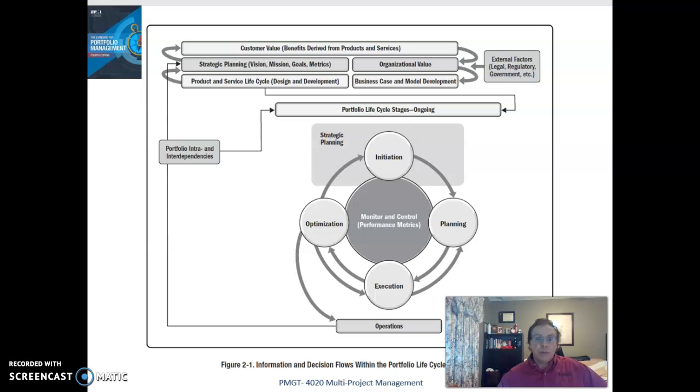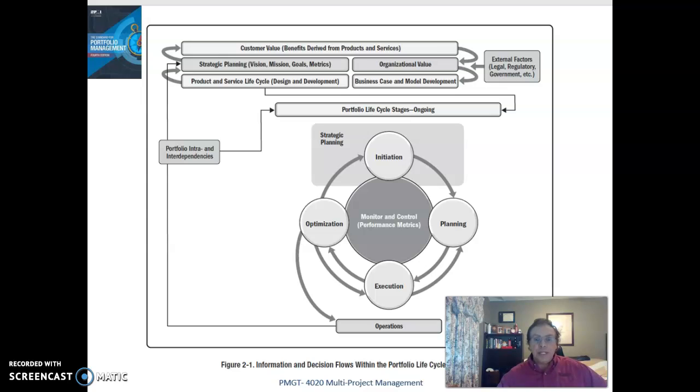Chapter 3 covers portfolio strategic management, which is about aligning business strategy with portfolio execution. We have to balance risk and reward. We have to balance the risk appetite and the risk threshold. We don't do things that are of little value. We want to encourage a culture of change.